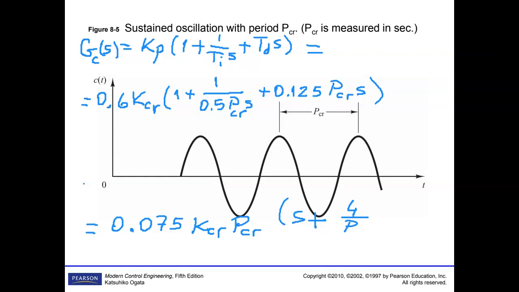So now we are adding two zeros which are equal to each other. You see, and the value of the zero is equal to minus 4 over Pcr. And also we are adding one pole. Result is this one. So we are going to use those equations. Time to time I can come back and refer to it.